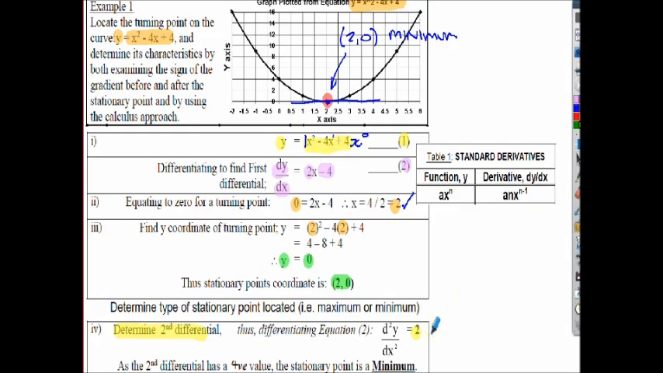That gives me a positive value. So from our diagrams on the previous page, if the second differential is positive, then it's a minimum. But we can see it's a minimum from the graph above.